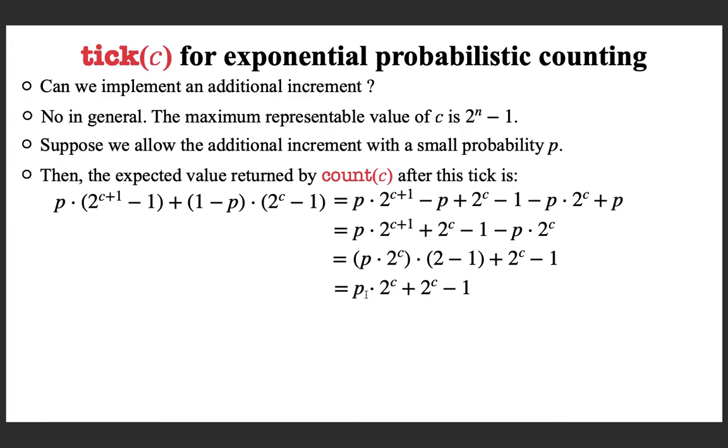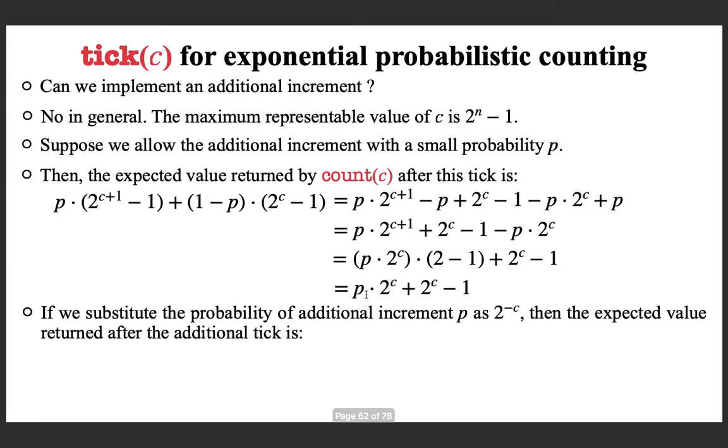P. Now we can see that when you substitute that small probability value P as 1 divided by 2 to the power C, or 2 to the power minus C, which is a very small value, what is the expected value of the count returned? You substitute P as 2 to the power minus C in this equation.